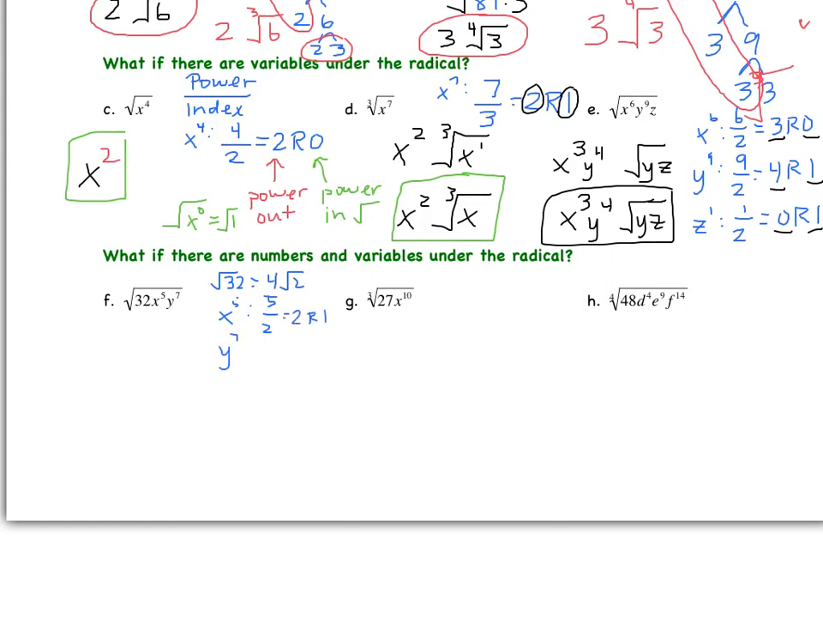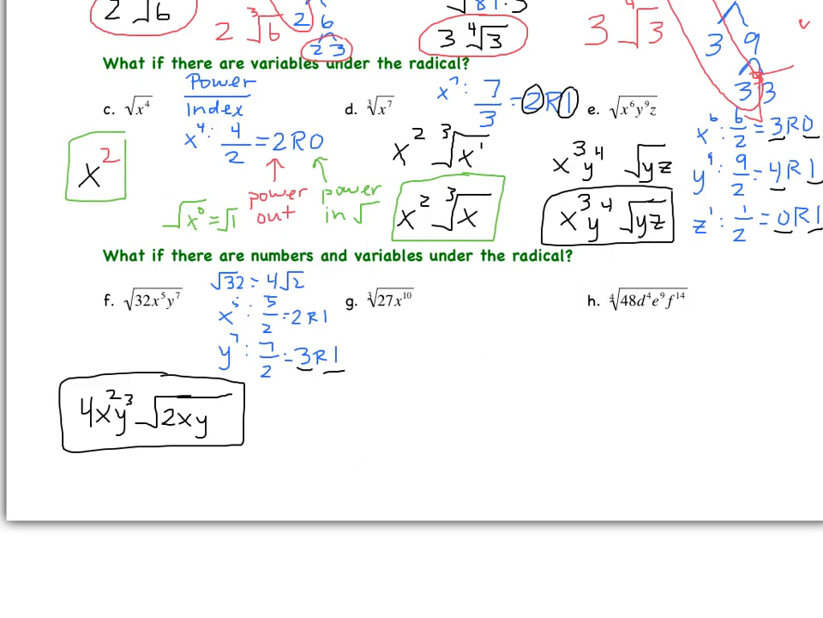For y to the 7th, we take our power, divide it by our index. We get 3 with a remainder of 1. So cleaning up our final answer, we have a 4 on the outside, a root 2 underneath so far. We have 2 x's that come out and 1 remains underneath the radical. We have a y to the third that comes out and 1 y that remains underneath. And there we have it.